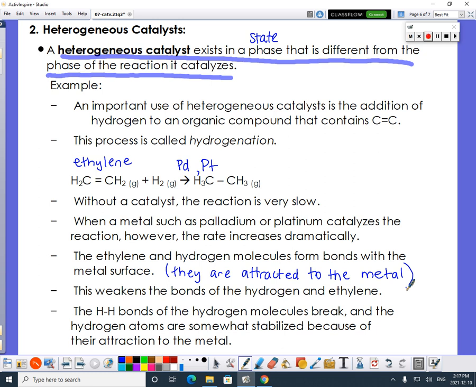To be honest, I probably wouldn't ask you specific details about this if you like to make your own study notes, but this is just a good example of how this works. The metal is a solid, the gas is attracted to it, so they are in different phases or different states. The reactants are gases and the catalyst is a solid. And don't push out of your brain things you already know. You would know that metals are solids, right?